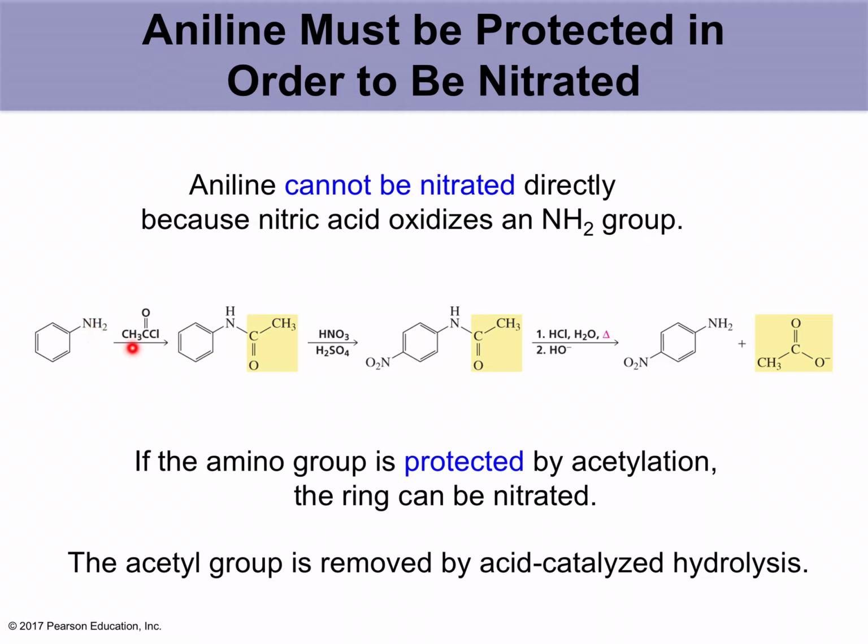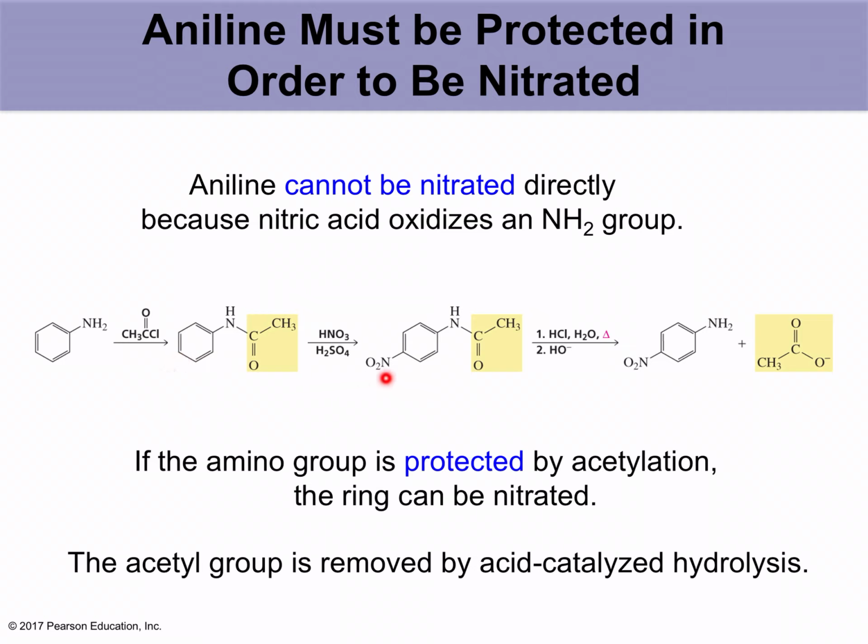So what we're going to do is react the aniline nitrogen with an acyl chloride, forming an amide. Now nitric acid and sulfuric acid will not be able to oxidize this group because it has been protected. Then you can do the nitration, and this is an ortho para director, and the ortho position is more hindered, so the nitro group will go to the para position.